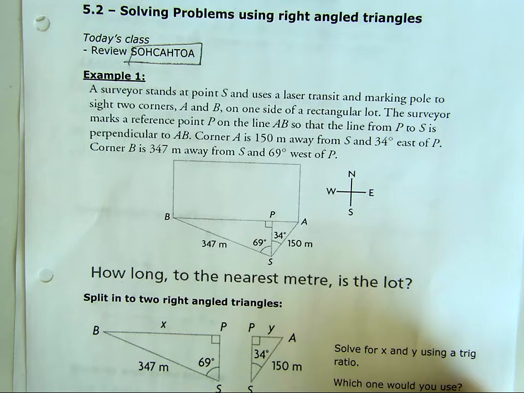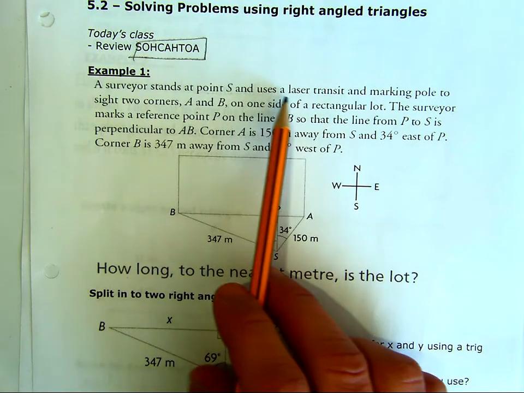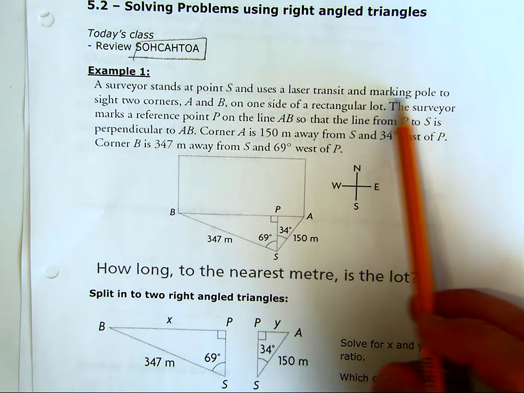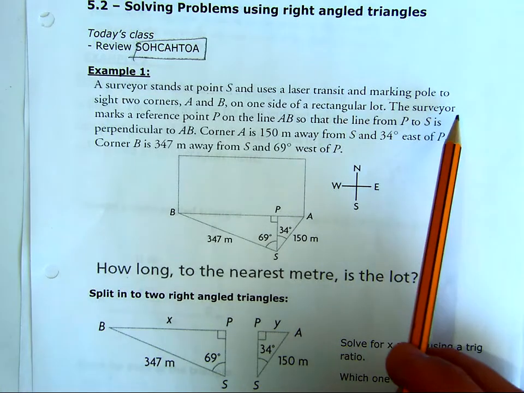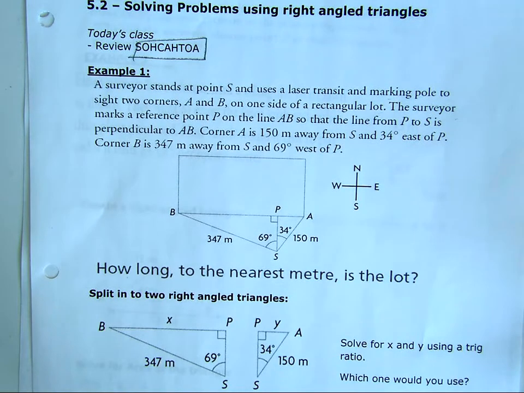A surveyor stands at point S and uses a laser transit and marking pole to sight two corners, A and B, on one side of a rectangular lot. The surveyor makes a reference point P on the line AB so that the line from P to S is perpendicular to AB. Corner A is 150 meters away from S and 34 degrees east of P. Corner B is 347 meters away from S and 69 degrees west of P.